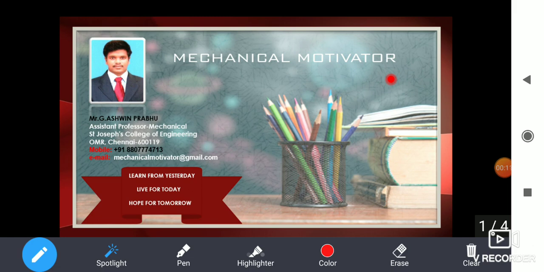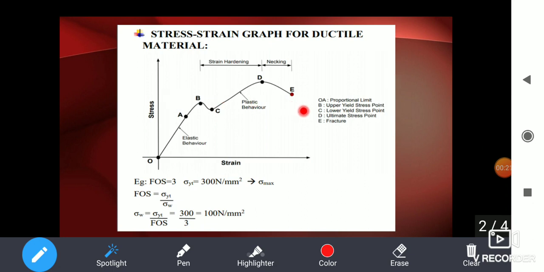So today in this video, we would be seeing the stress strain graph for ductile and brittle materials. In this graph, we will be seeing the stress strain relationship for a ductile material. The y-axis will be denoting the stress value and the x-axis will be denoting the strain value. When we look at this graph, there are various points.